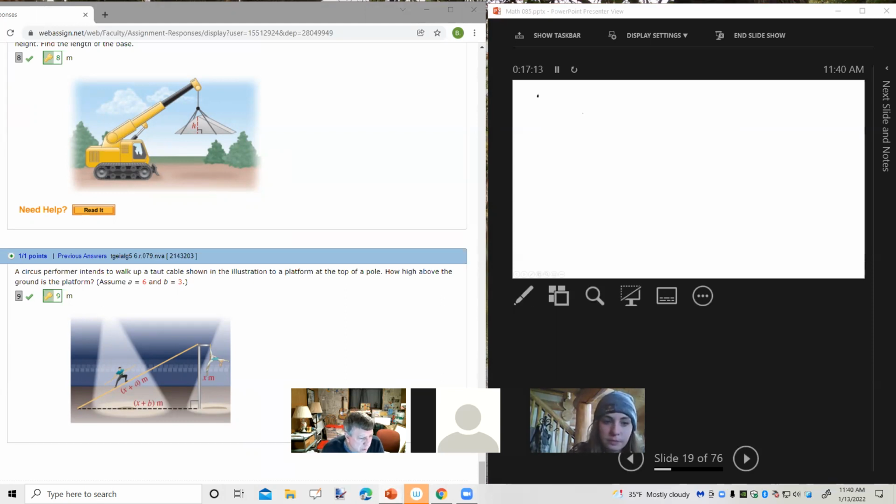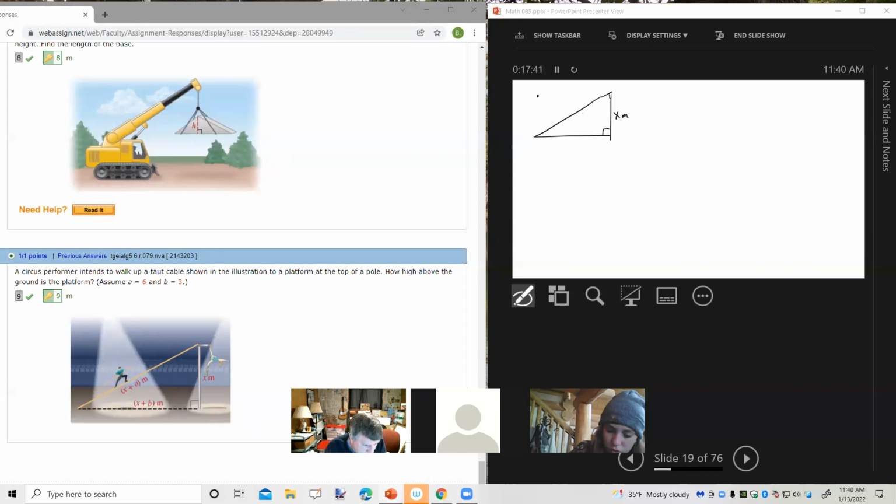A circus performer intends to walk up a taut cable, I believe that's just tight, shown in the illustration, to a platform at the top of a pole. How high above the ground is the platform? All right, so we've got this triangle here, and this is a right angle.